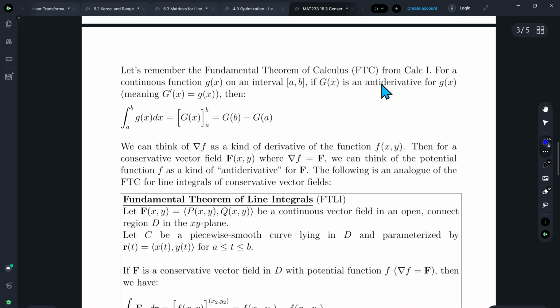So the FTC says that if you have a continuous function little g of x on some interval from a to b, and capital G is an antiderivative for little g, meaning that the derivative of capital G gives you little g back, then the definite integral of little g on the interval from a to b can be calculated by plugging in the two endpoints b and a into the antiderivative and subtracting them like this.